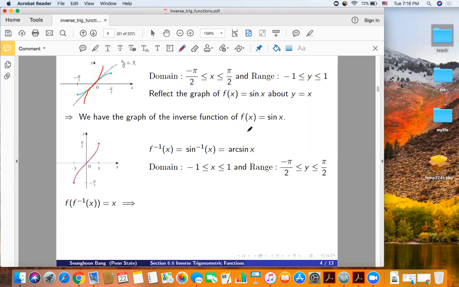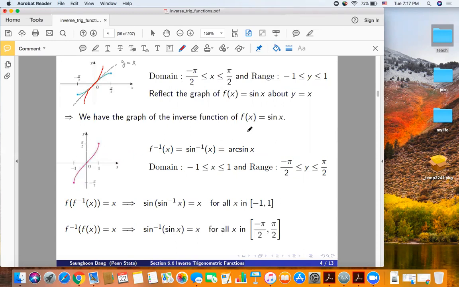Next, I want to use the cancellation equations. Sine of inverse sine of x equals x for all x in the domain, where x is between minus 1 and 1. And we have another cancellation equation: inverse sine of sine of x equals x for all x in the domain of the sine function, between minus pi over 2 and pi over 2.